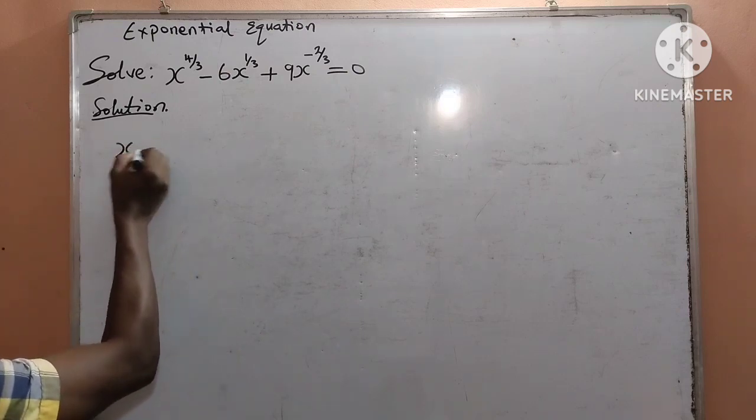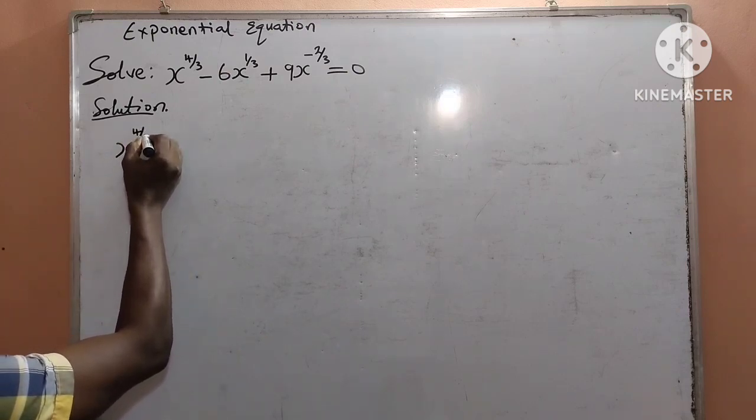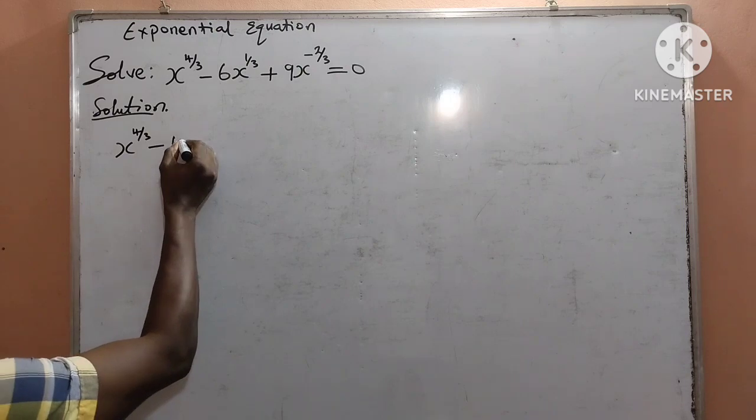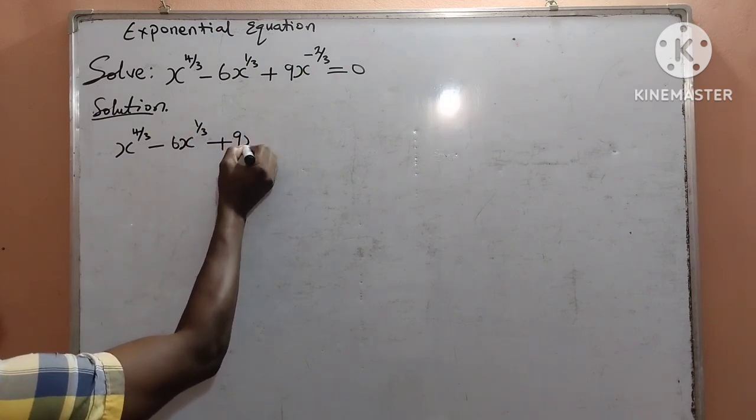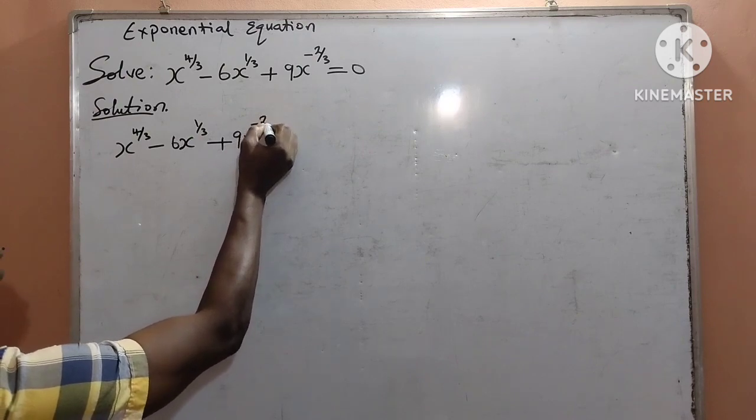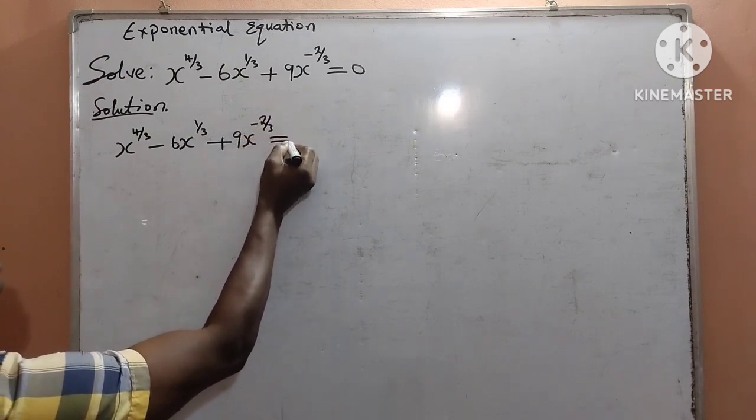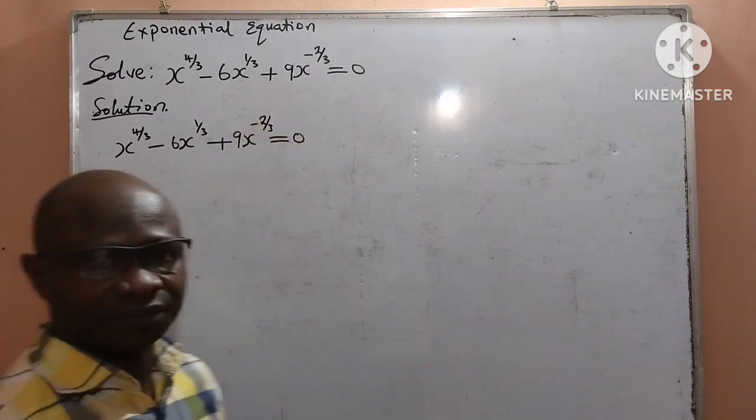We are given x raised to power 4 over 3 minus 6x raised to power 1 over 3 plus 9x raised to power minus 2 over 3, everything equal to 0.